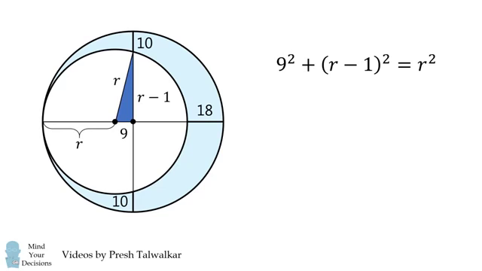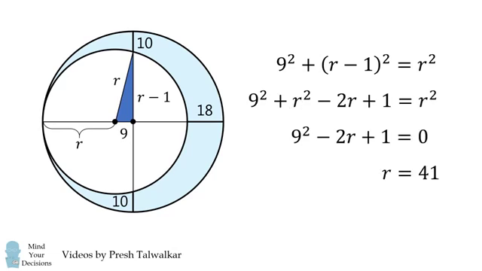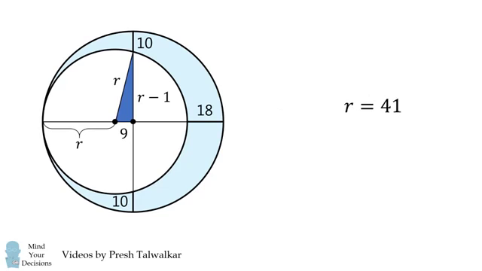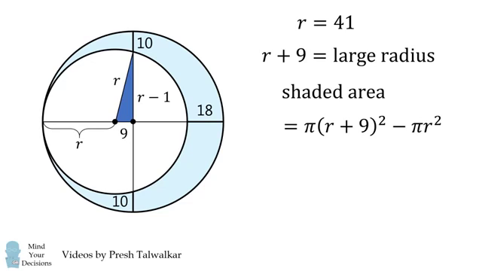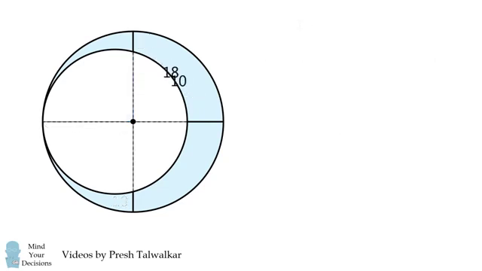We have a single equation in the variable r, and we can solve it. We get that r is equal to 41. Now recall that the large circle's radius is equal to r plus 9. We can solve for the shaded area as the area of the large circle minus the area of the small circle. It'll be this formula, and it simplifies, and that'll be equal to 819 pi. And that's the answer.